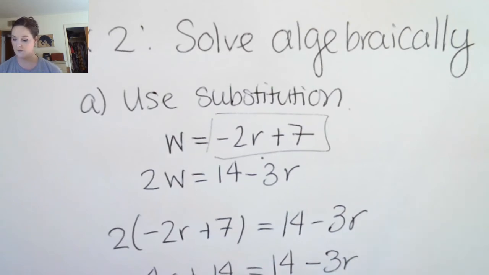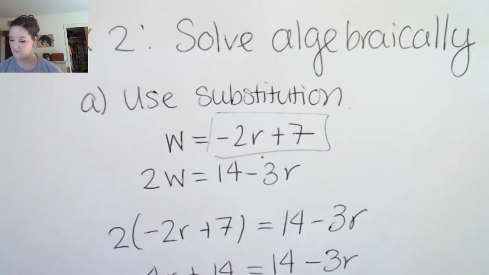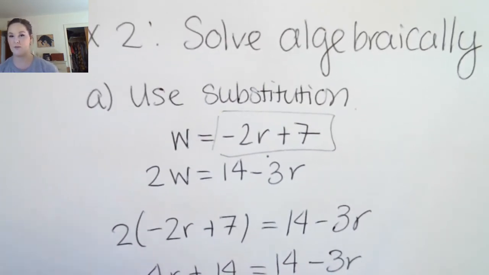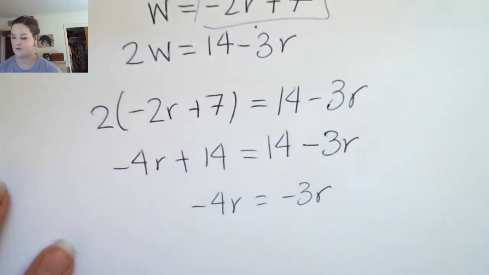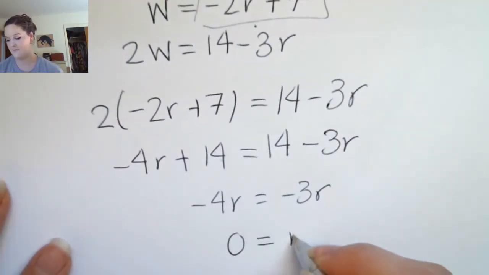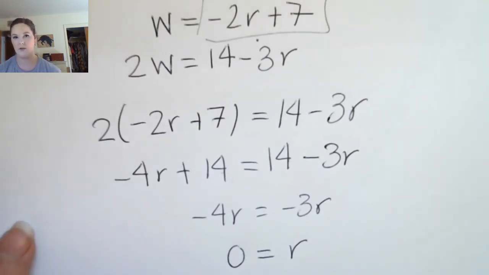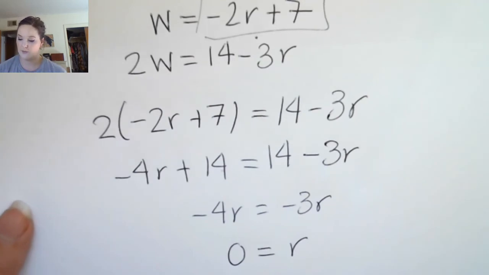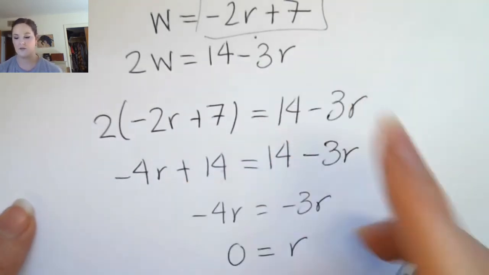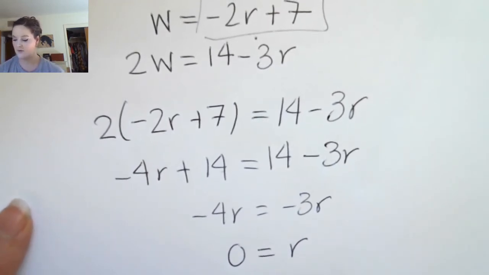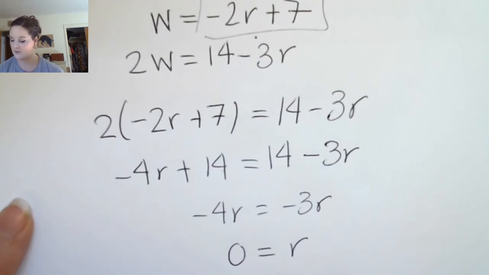So here we go. We would subtract 14 from both sides. Okay, add 4r to both sides. Okay, and we would get r equals 0. Okay, and now we're going to plug this back in to this equation. Okay, so w equals minus 2r plus 7. Okay, which gives me w equals 7.